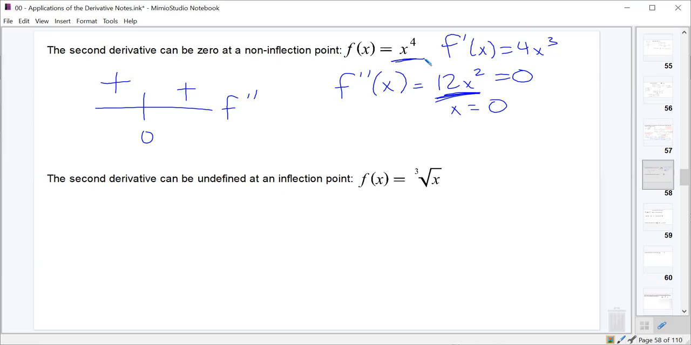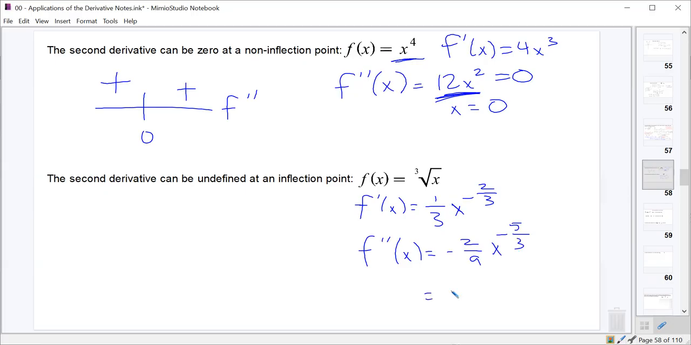And it's also important to remember to check for when the second derivative is undefined. So here we have f prime of x is 1/3 x to the negative 2/3. And f double prime of x equals negative 2/9 x to the negative 5/3, or negative 2 over 9x to the 5/3. And if you forget to check for when the second derivative is undefined, you might look at this and say, ah, the second derivative is never 0. It couldn't possibly have a point of inflection. But that's not true. F double prime is undefined at x equals 0.